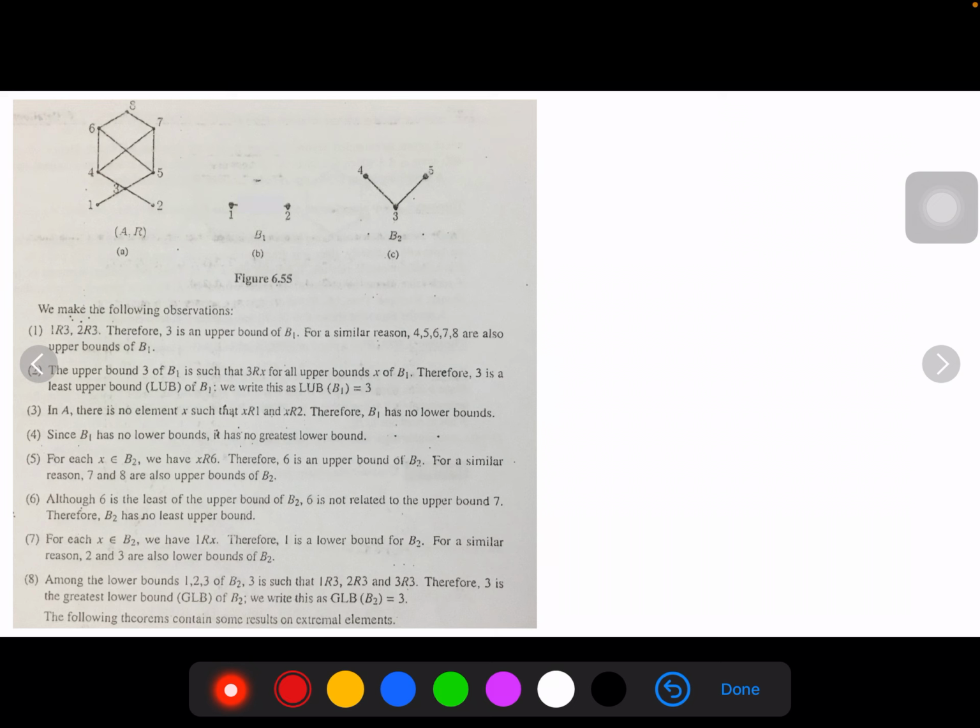We can check that with this example. The first diagram is (A, R), and the sets taken are B1 and B2. There are two sets taken. We will check with the first set, B1. There is a relation from 1 to 3, and 2 to 3. Why I am checking this condition is that these two are my elements in the subset. I have to check with respect to the subset. So 1 and 2 are my elements of B1. Therefore 1 is related to 3, 2 is also related to 3.